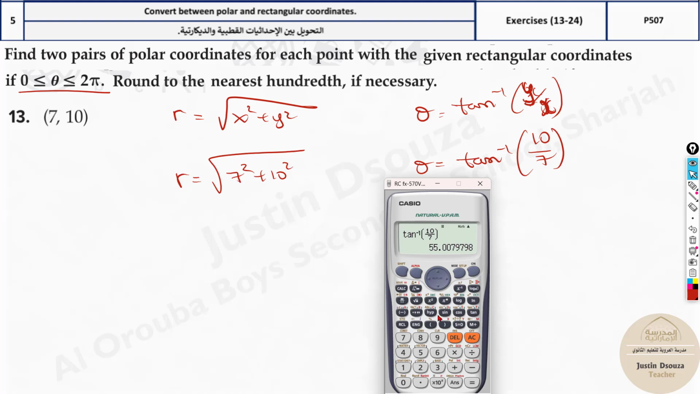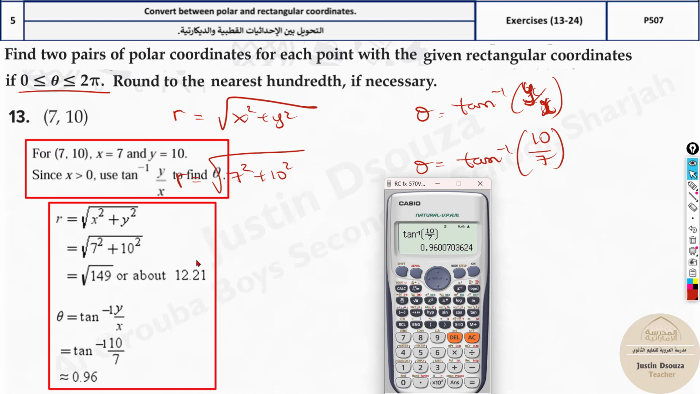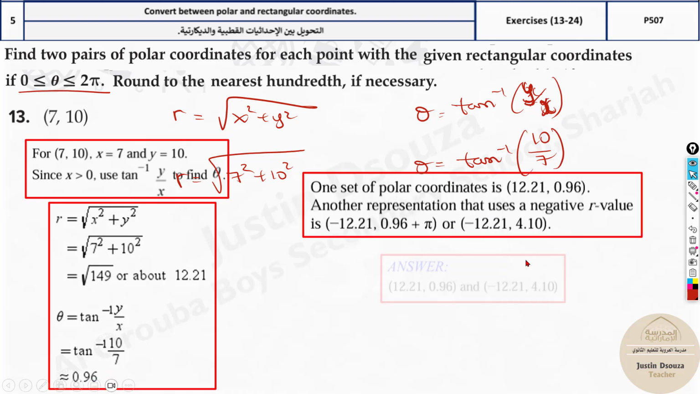Whenever you get such problems, press shift, mode, and choose radian 4. Now press equal to, and your answer is 0.96. That's it. So you can see r is 12 point something, here 12.21, and theta is 0.96. Now almost the answers are done, but can you see your final answers are two?